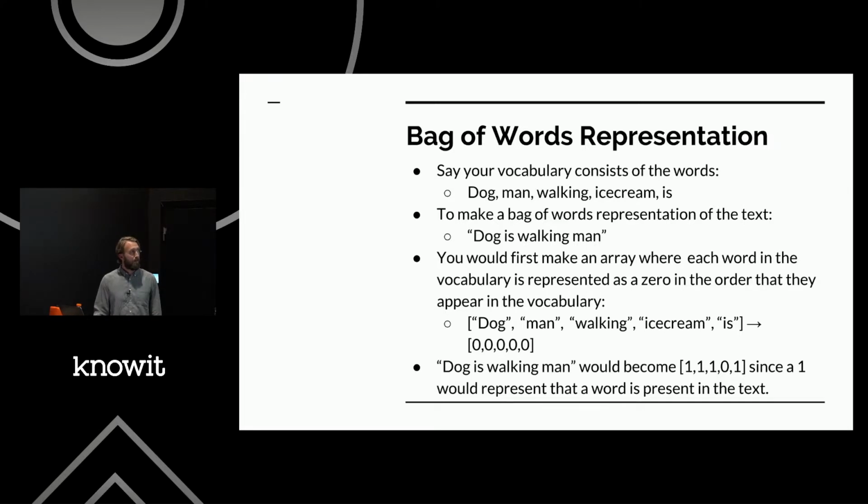Like you see there: dog, man, walking, ice cream, is. Order is very important, because when you want to represent the text "dog is walking man," you check off every word from the vocabulary that's in the text. So that means 1101, every word is present except for ice cream.